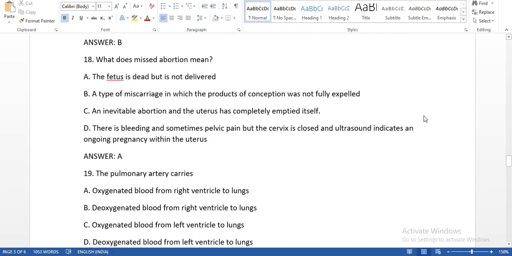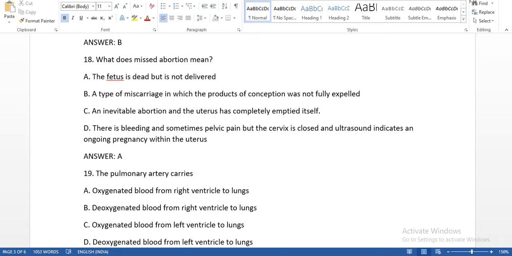So question number 18. What does missed abortion mean? Here our answer is A, fetus is dead but is not delivered. So what is meant by missed abortion? In a missed abortion, the pregnancy will not progress because although the woman retains embryonic and or placental tissue in her uterus, the embryo either never formed or died of natural causes. So the fetus is dead but is not delivered. It will stay inside the uterus, so we can call it a missed abortion. So here our answer is A.